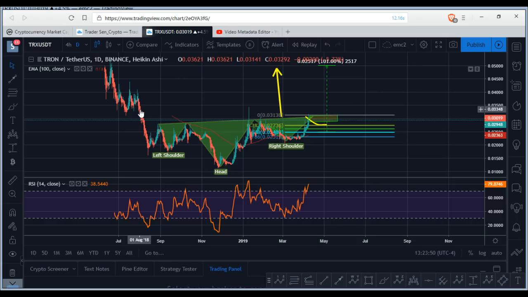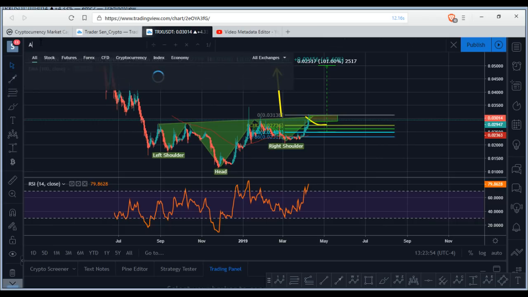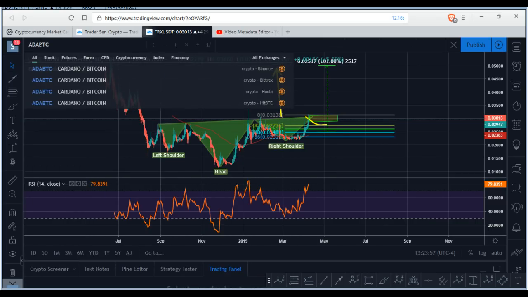So let me know if you want me to talk about any other coins. Let's go ahead and take a look at Cardano. Cardano was looking bearish, right?